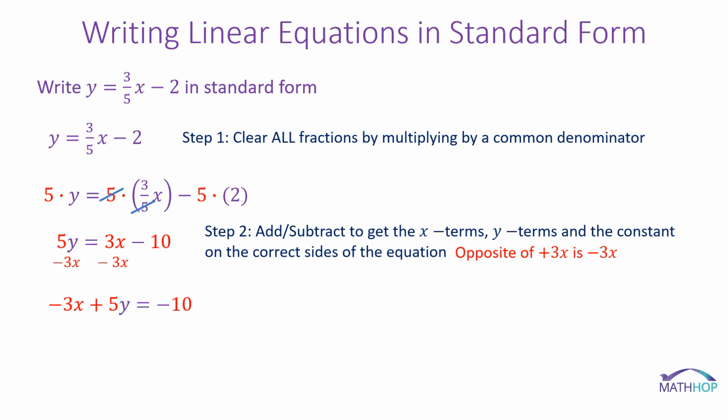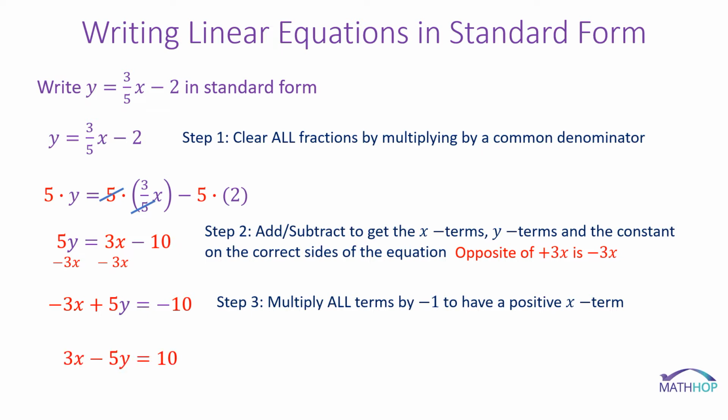We're still not quite there, because remember, I'm going to make all of my a values positive, so we're simply going to multiply or divide all terms by -1 to have that positive x term. And remember, when we multiply by a negative, we just flip every sign. So we're going to go from negative 3x plus 5y equals negative 10 to 3x minus 5y equals 10. Remember, these two forms are equivalent. If your teacher is okay with this, you may leave it like that.